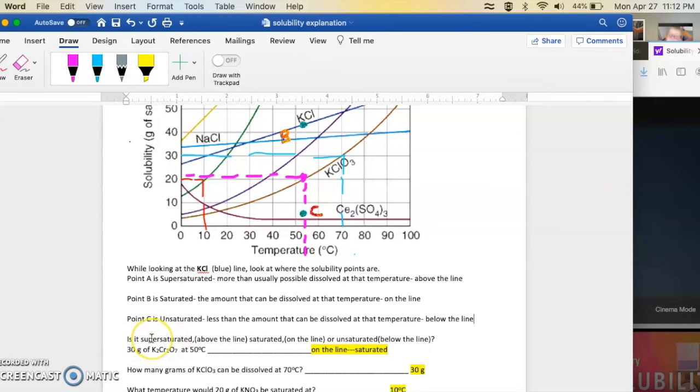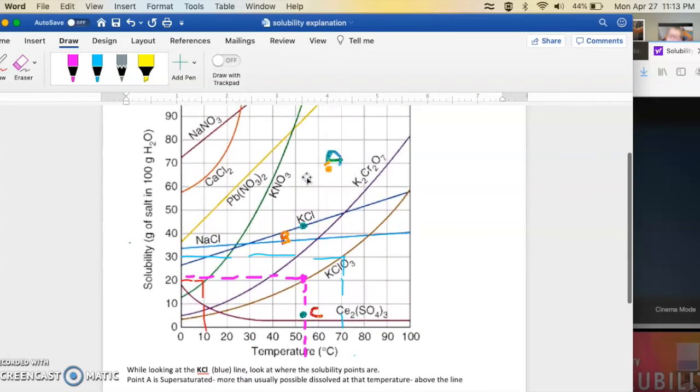Oh, sorry, we'll do an example first. Is it supersaturated, above the line, saturated, on the line, or unsaturated, below the line? So let's look at 30 grams of K2Cr2O7 at 50 degrees Celsius. So first we have to find the K2Cr2O7 line and see what color it is. Oh, here it is. And it looks like it's purple.